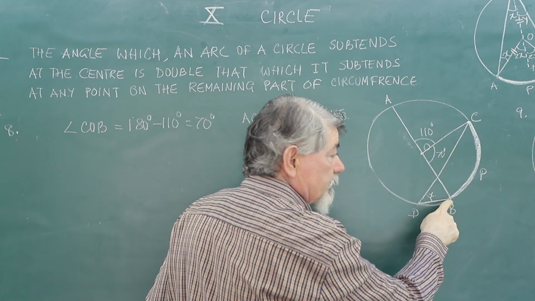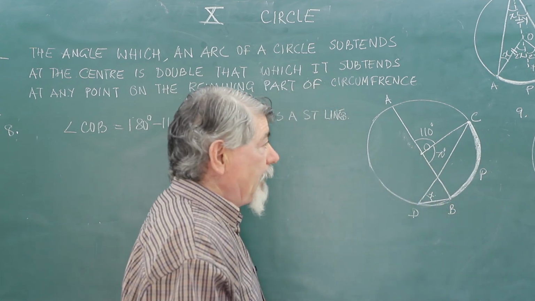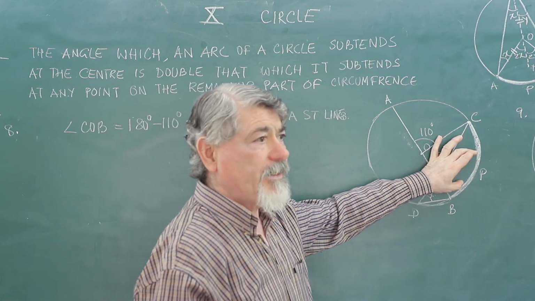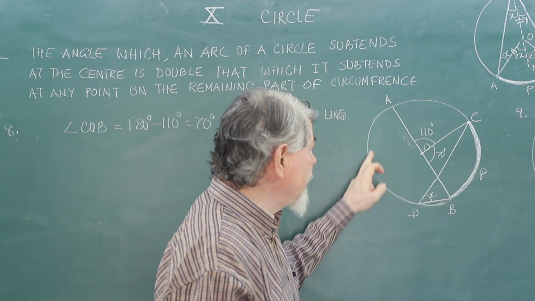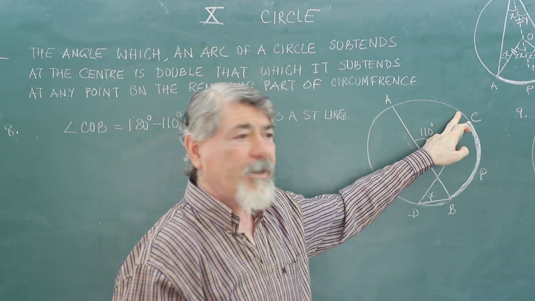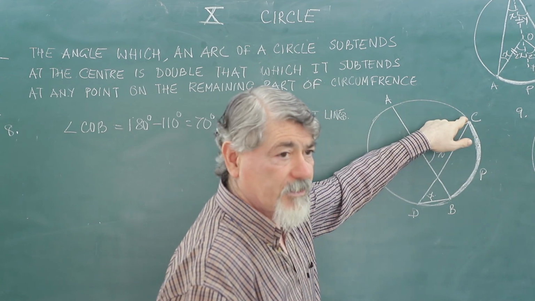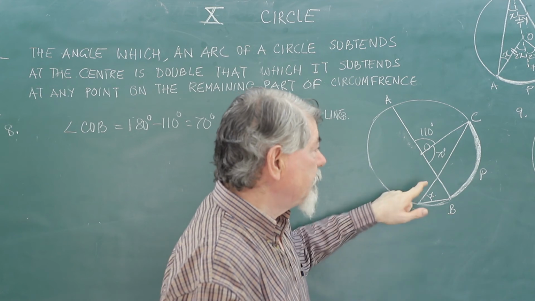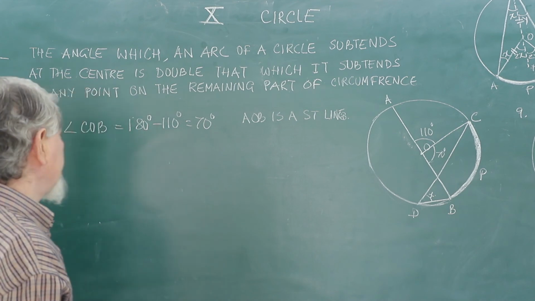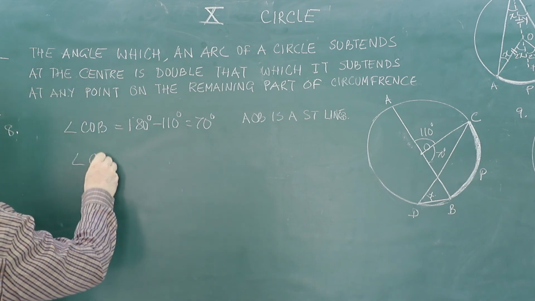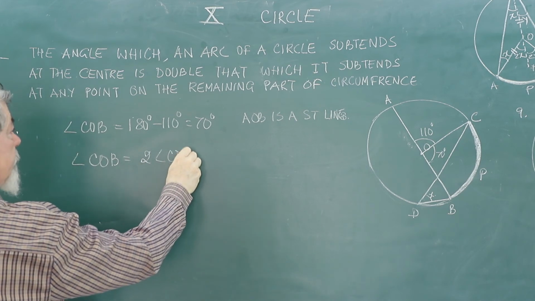So this arc CPB is subtending angle COB at the center, and the same arc is subtending angle CDB, whereas D is on the remaining part of the circumference. When I say remaining part, it means you leave CPB and pick up D anywhere on the remaining part of the circumference. Then the relation is that the angle at the center is double the angle at the circumference. So I would say angle COB is double the angle CDB.